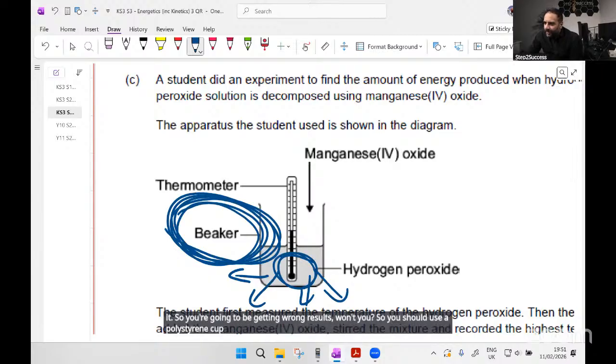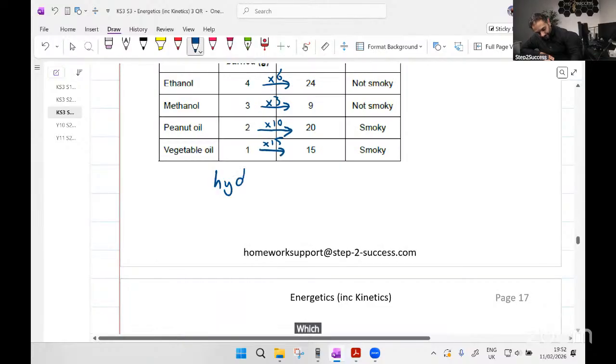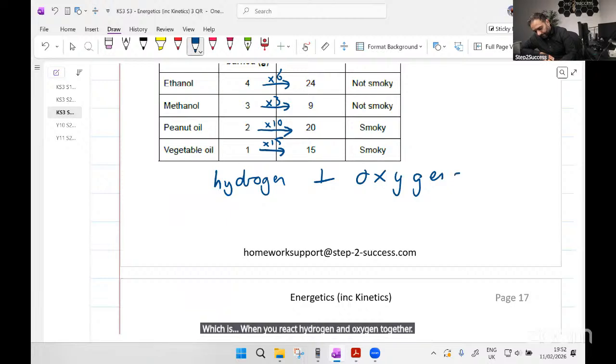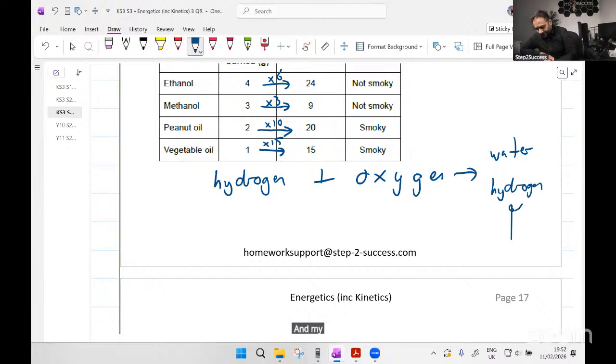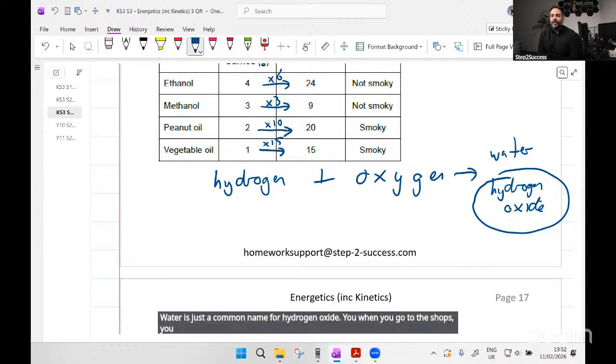Okay, the answer to the final question, which somebody's asking, which is a very valid question, which is: when you react hydrogen and oxygen together, why is it water and not hydrogen oxide? And my simple answer to that question is it is hydrogen oxide. Water is just a common name for hydrogen oxide. When you go to the shops, you buy bottles of water, but really what you're doing is buying bottles of hydrogen oxide.